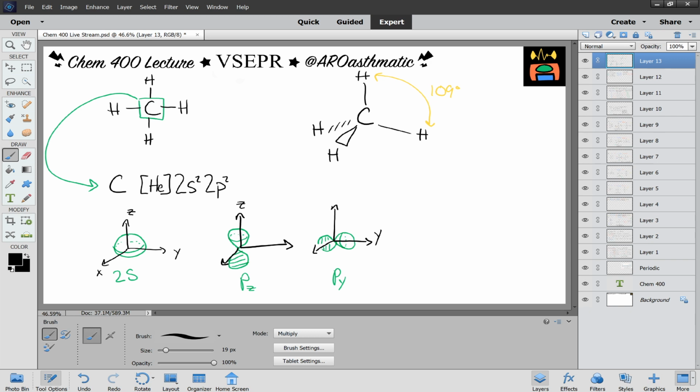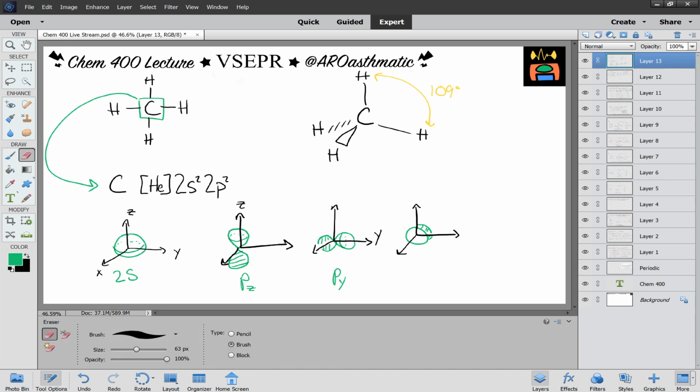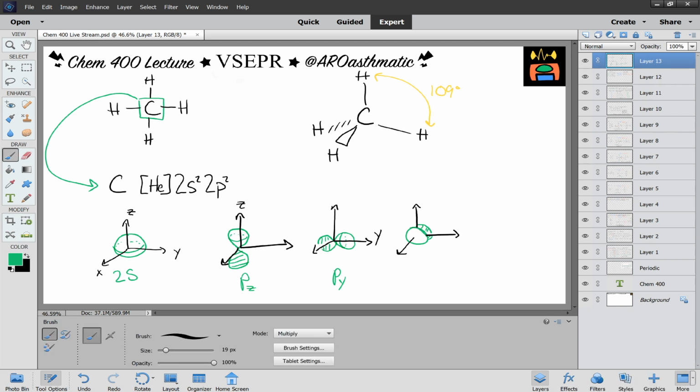And we have px, which is oriented along the x-axis. And I'm going to use my eraser to give it a little better, more believable shape. Same shape as the py and pz, it's just coming directly out of the board at us. There's the px orbital.